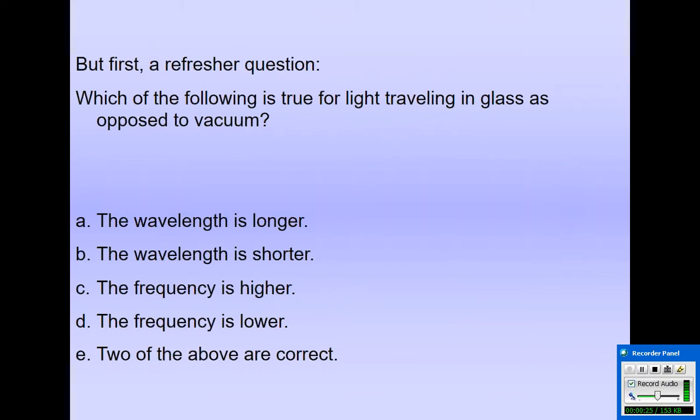So, first off, some important reminders here. Which of the following is true for light traveling in glass as opposed to traveling in vacuum? Is the wavelength shorter? Is the wavelength longer? Is the frequency higher? Is the frequency lower? Or are two of the above correct? Think about it, make sure you know what your answer is, and let me know if you have questions at the start of class.